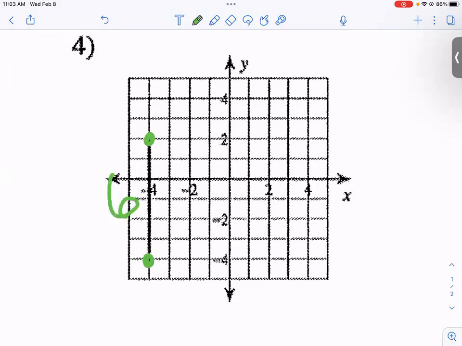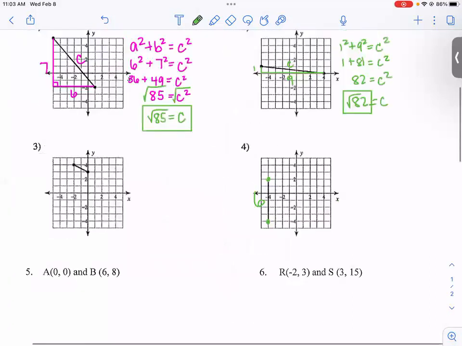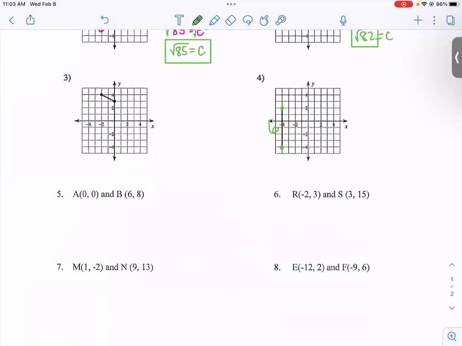Hey, if it's vertical or horizontal, we can just count the squares, okay? Don't panic. It's already vertical. We can just count the squares. All right, well, now you see down below, I'm giving you coordinates, okay? So like in 5, 6, 7, and 8, I'm giving you coordinates, okay? I'm not gonna have you graph them.